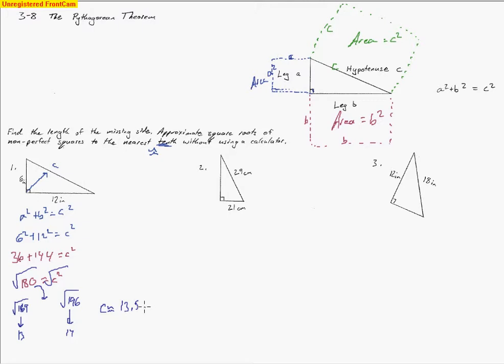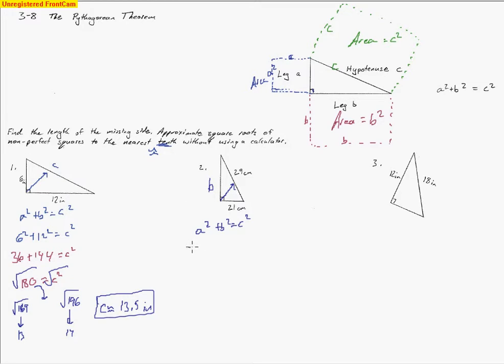And then just make sure we put the units there of inches. This next one's a little different because they look at the side opposite the right angle. They're giving us the C value this time. So we're looking for either the A or the B value. It doesn't matter which one. I'm going to call it the B value this time. So what we've got is A squared plus B squared equals C squared. That's our formula, and we substitute the numbers in.